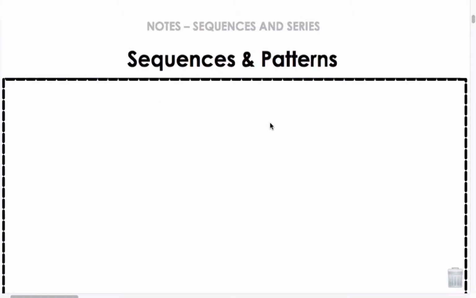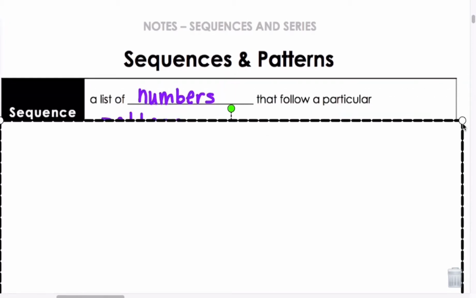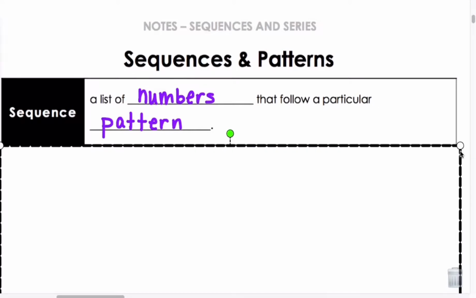Okay, today is lesson 10.1 on sequences and patterns. So we're going to take a look at the first part. What is a sequence? A sequence is a list of numbers that follow a particular pattern. So we're going to have a list of numbers and there's going to be some kind of pattern we're looking for.